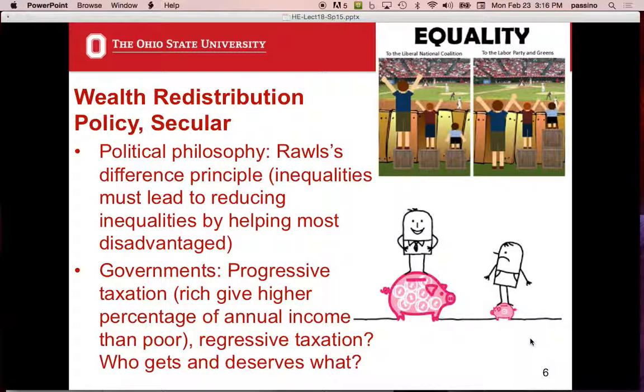And then with respect to governments, of course, there's progressive taxation and regressive taxation, and who deserves what is hotly contested. You remember too, the UN has the Gini Index, the measure of inequality. A Gini Index of zero means that there's absolute equality in income, for instance, or wealth. Whereas at one, there's absolute inequality. That means of everybody in the country, there's only one person that has all the wealth. And it grades between those two.